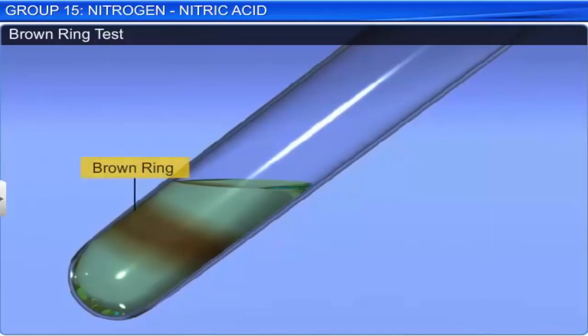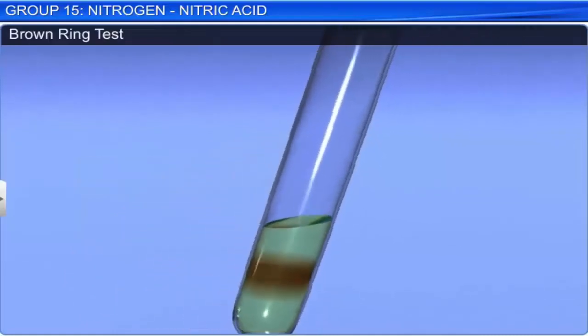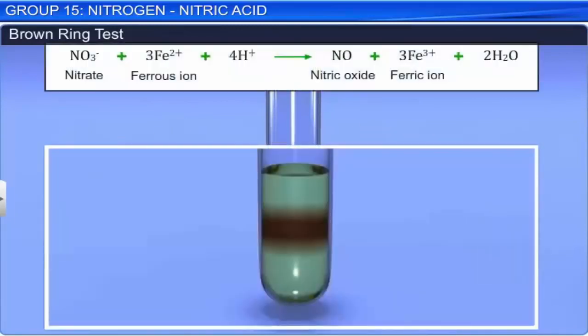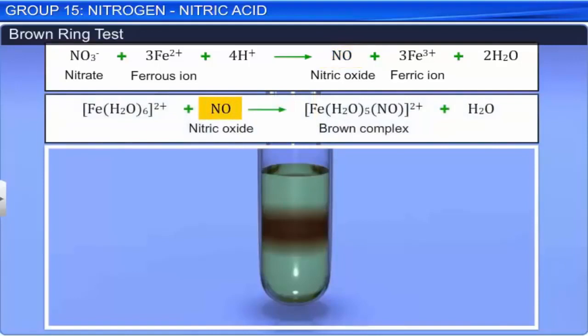A brown ring forms at the junction of the two layers. The brown ring confirms the presence of nitrate ions. You can see from the equation that the ferrous ion reduces nitrates to nitric oxide. The nitric oxide formed reacts with ferrous ions to form a brown complex. The brown color is due to the formation of a hydrated nitrosyl complex of iron.